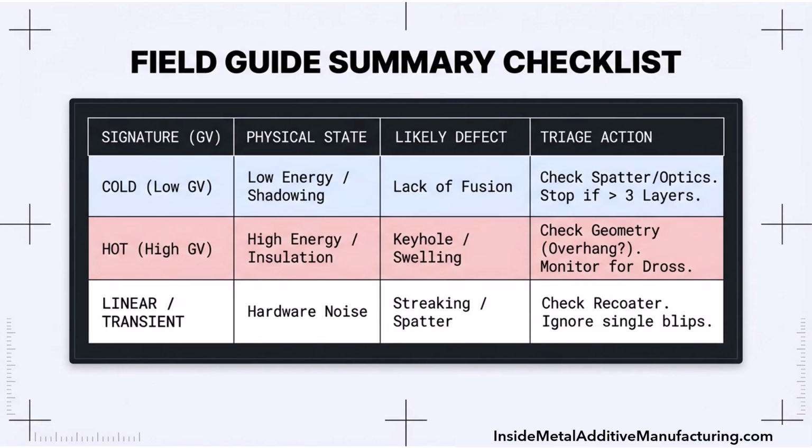To summarize your triage workflow, identify cold spots and check for spatter or optics issues. Halt if they persist beyond 3 layers. Monitor hotspots for dross and keyholing, especially near low-angle overhangs. Finally, watch for linear artifacts, which signal hardware noise like a damaged recoater.